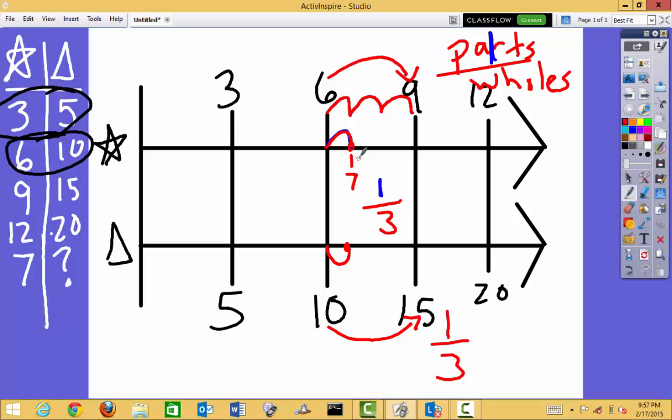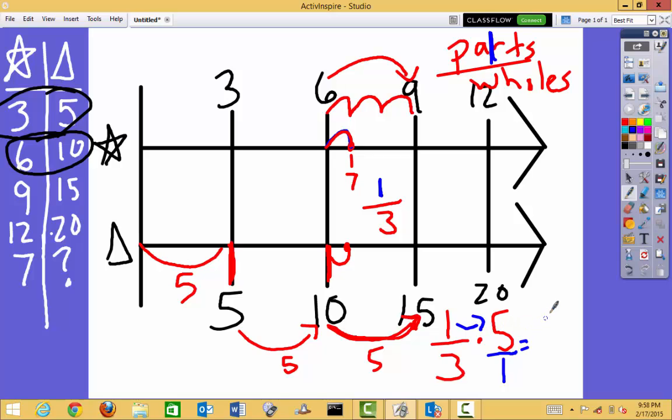So what I need to do though is figure out 1/3 of 5. Why is it 5 this time? Well, because my whole for my triangles is however big my scale is, or my jumps. So from here to here is 5. From here to here is 5. From 0 to 5, that is also 5. So I need to figure out 1/3 of 5. So what is that? Well, that's our hard part now. When I'm multiplying fractions, I put my whole number over 1. I just multiply straight across. So 5 times 1, that's 5. 3 times 1, that's 3. So I'm going to go 5/3 over.